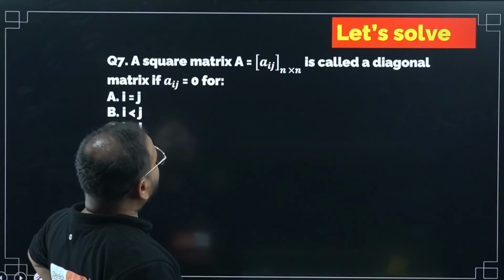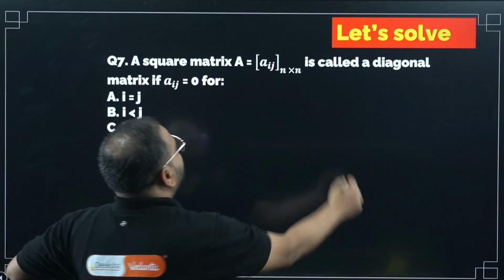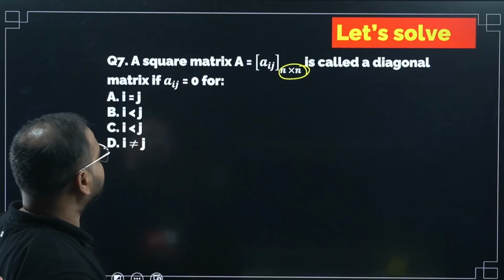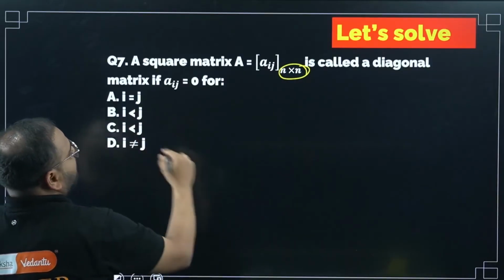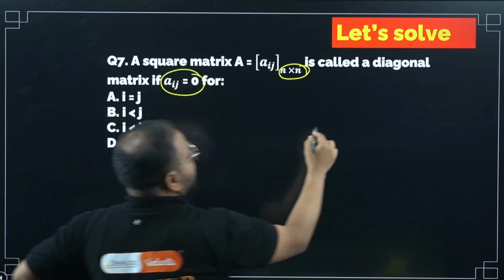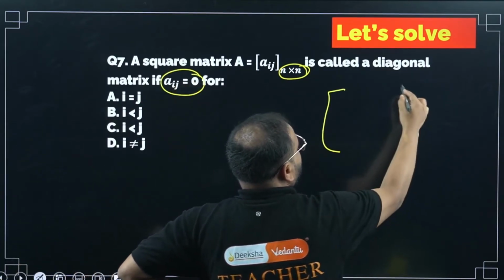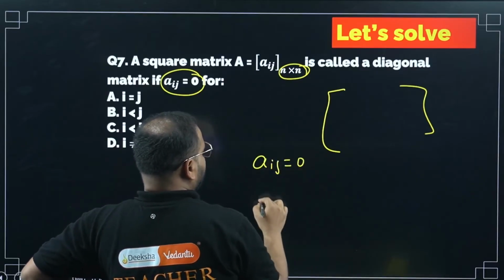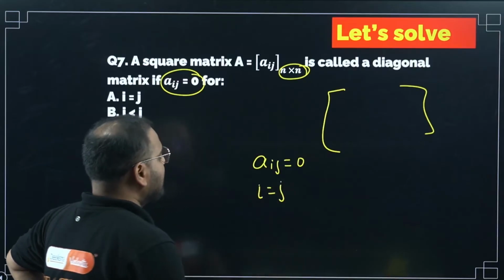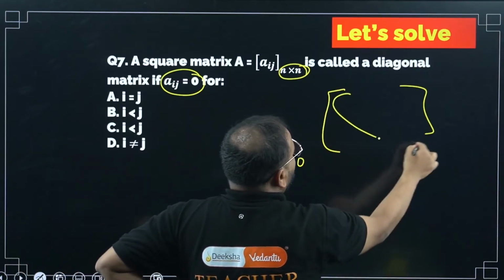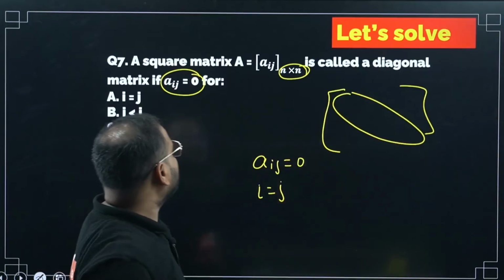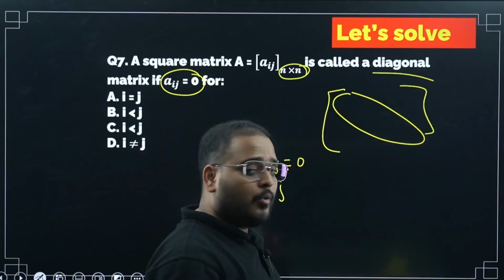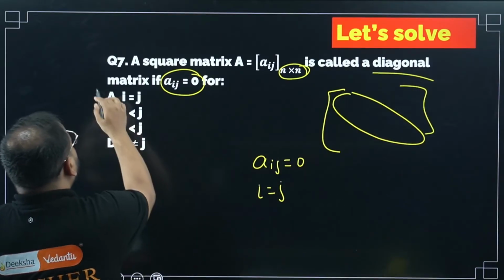A square matrix Aij of order N cross N is called a diagonal matrix if Aij is 0. If i equal to j, that is the diagonal, and if diagonal is 0, then how can you call it a diagonal matrix? Diagonal has to be non-zero, other terms have to be 0. So the first option is incorrect.